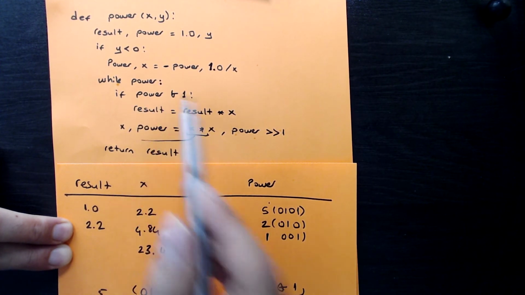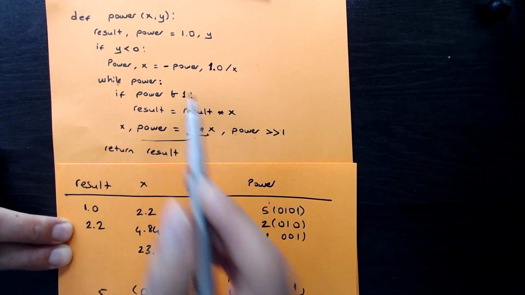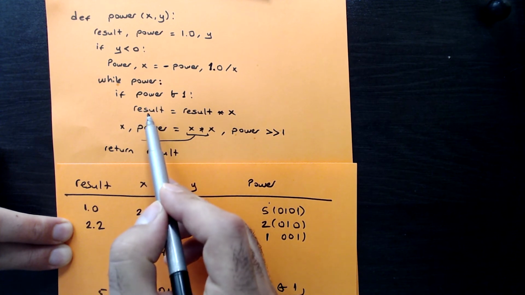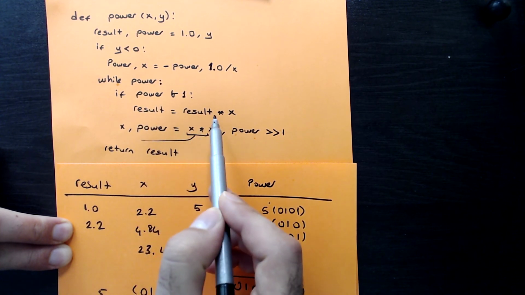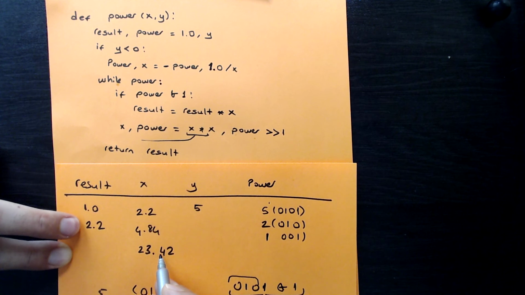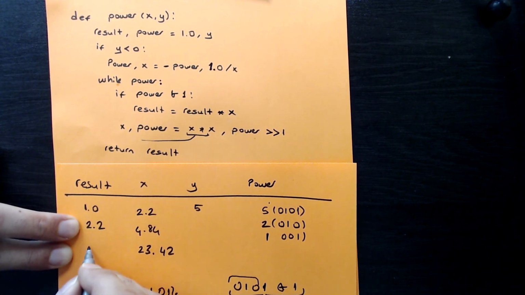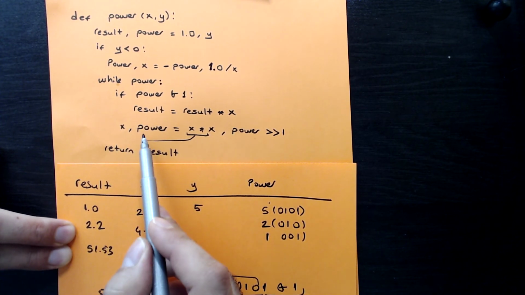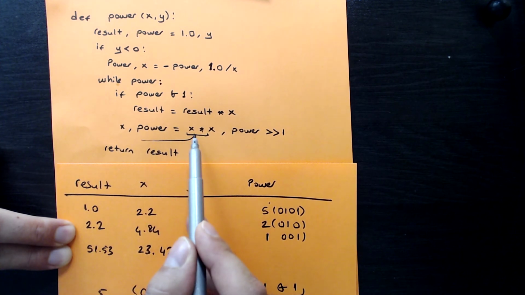If power and 1, if the least significant bit is 1, in this case that is 1, we are going to multiply result by x. What's our x? 23.42. And what's our result? 2.2. 23.42 multiplied by 2.2 is 51.53. Okay, so our result is now 51.53, and we're going to come back here. X is x times x.